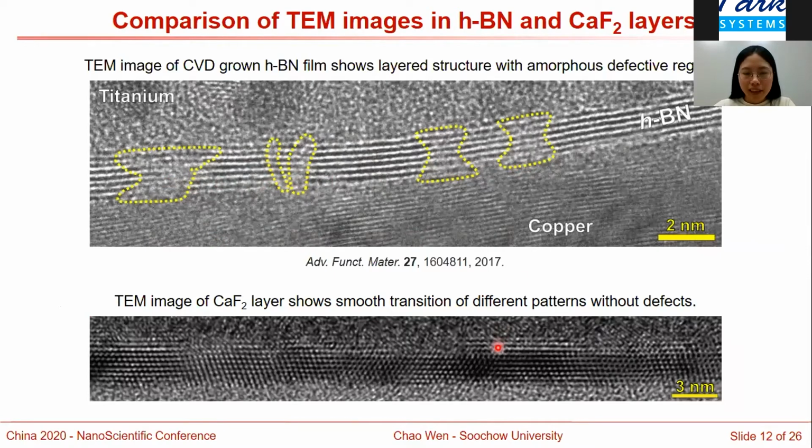But in calcium fluoride, we have a total length of around 30 nanometers, and we have different patterns. Here is the layered pattern, here is the cubic pattern, and here we have the hexagonal pattern. These patterns merge into one another very smoothly without any visible defects. The difference of the TEM images will contribute to the different electrical properties, which I will discuss later.